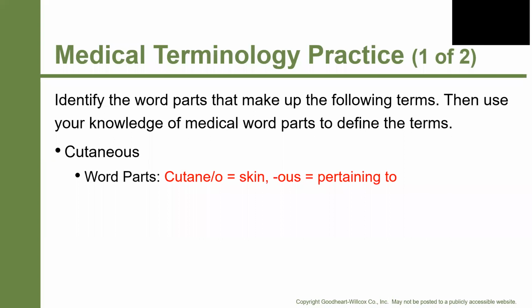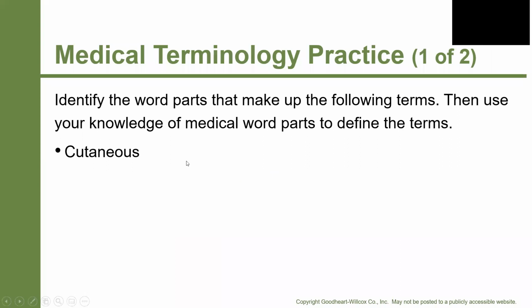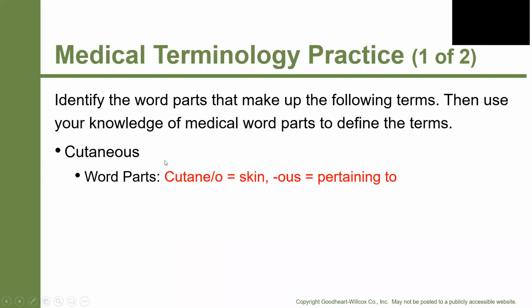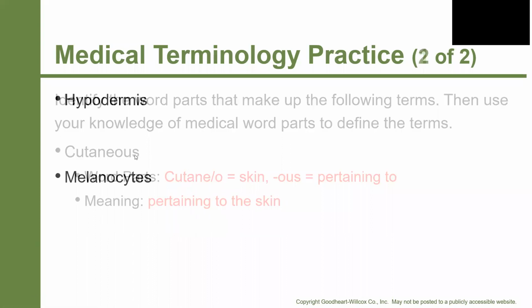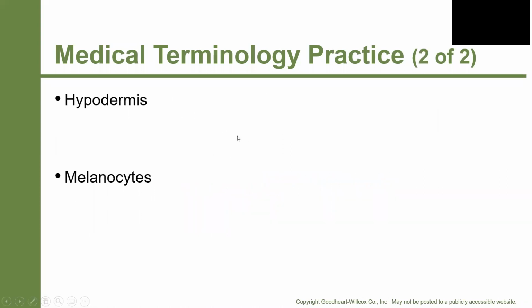Okay, let's break down the words on this slide. So cutaneous, the word parts. Cutane, O is the combining vowel, that means skin. O-U-S is the suffix that means pertaining to. So the word means pertaining to the skin.